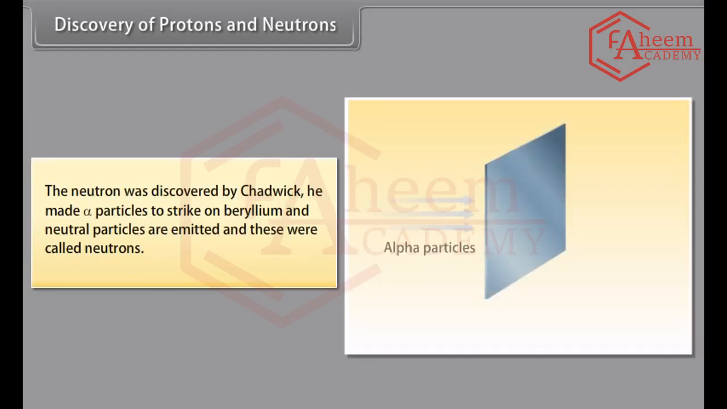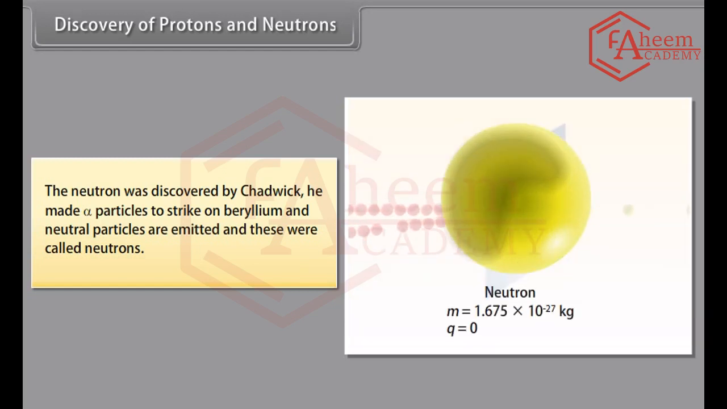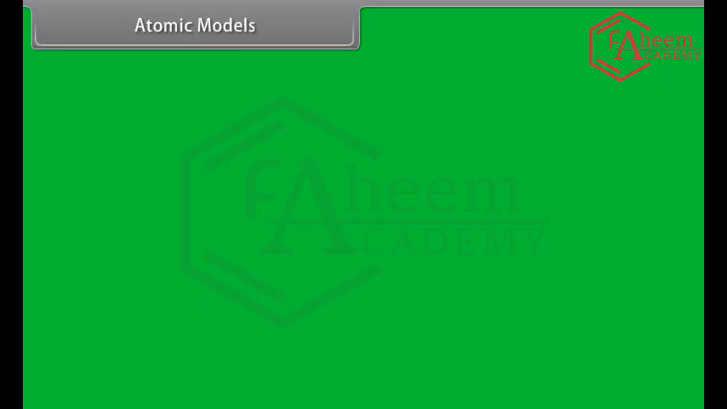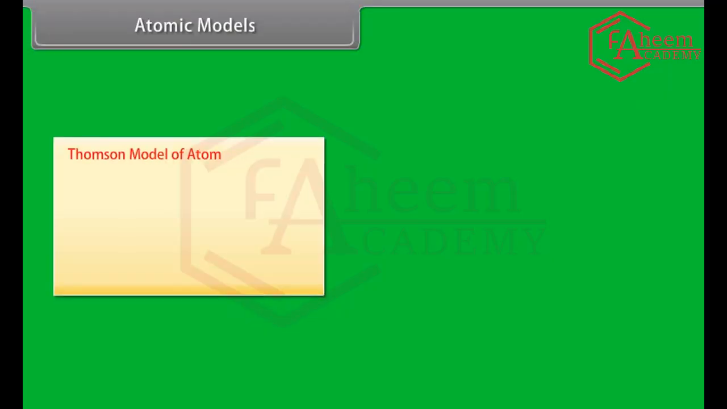The neutron was discovered by Chadwick. He made alpha particles strike on beryllium, and neutral particles are emitted, and these were called neutrons. Atomic models. Thomson model of atom.